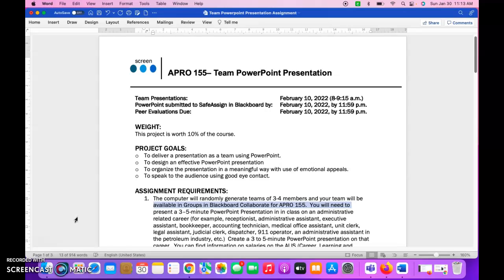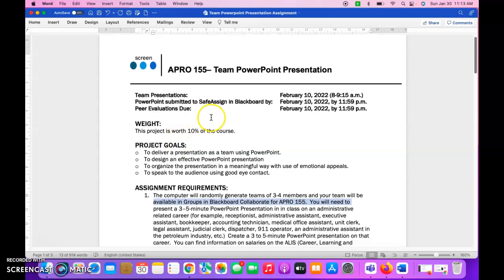Again, this assignment briefing can be found under the assignment on Blackboard, so you can always refer back to this document at any time. Starting at the beginning, the team presentations are due, and you will be presenting in class on February 10th at 8 a.m. to 9:15, during our Thursday lecture.